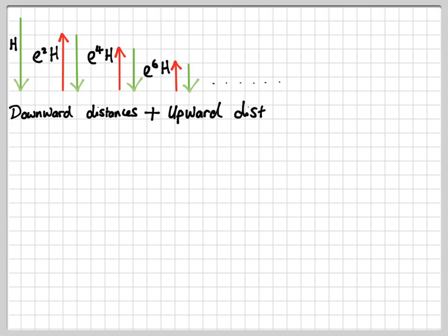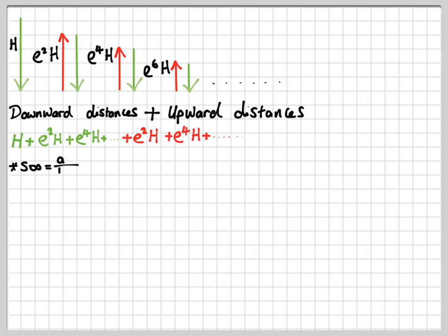However, what I'm going to say is that the downward distances plus the upward distances will look something like this. And what we should notice is that these are both geometric series with a common ratio of e squared. And furthermore, because e itself is less than or equal to 1, and in this case I think it only makes sense that e is strictly less than 1, of course, there'll be a sum to infinity.